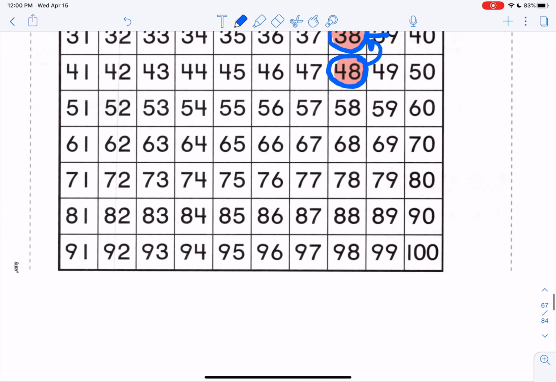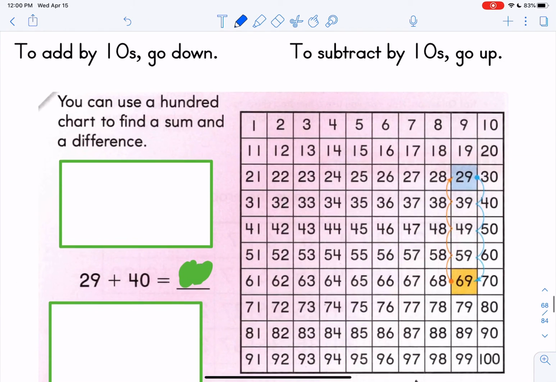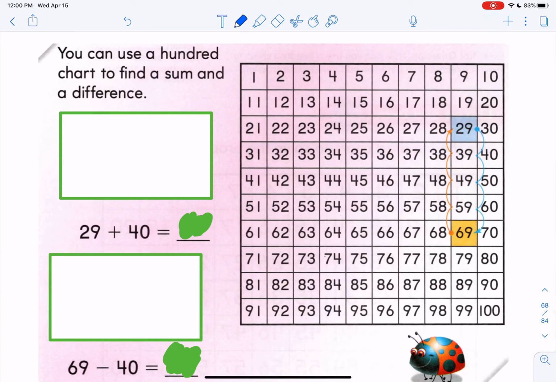Now I'm going to go on to another problem. I'm going to show you again another problem. And remember, to add by tens, go down. And to subtract by tens, go up. Okay. So we're going to use the hundreds chart to find a sum and to find the difference.